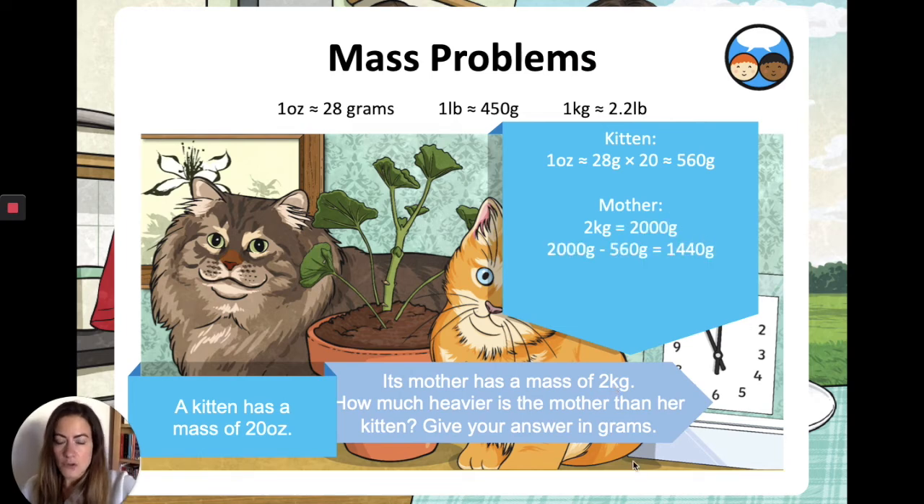So now I've got them both in grams. The mother weighs 2,000 grams, the kitten weighs 560 grams, so I can subtract them to find the difference because it says how much heavier. So we need to take away the kitten's weight from the mother's weight, and that gives us the difference. So the mother is 1,440 grams heavier. Now it's asking for the answer in grams, so we don't need to convert it to kilograms. We can leave it like that.